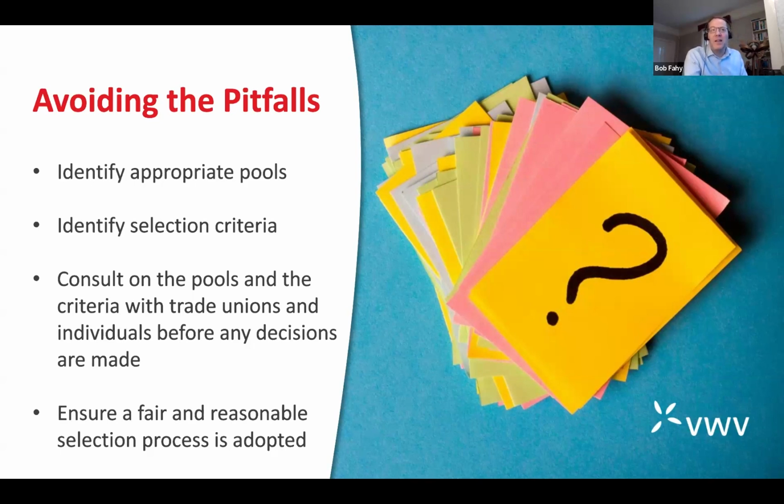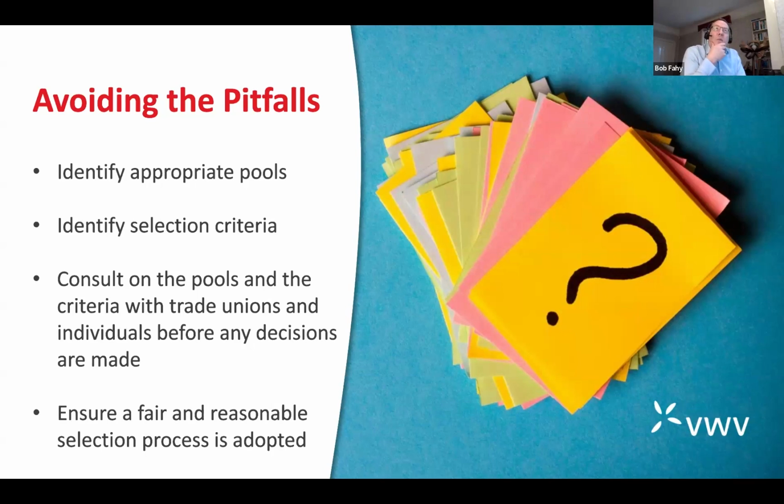all be familiar with the Williams and Compare Maxim judgment that sets out the process and the key points to be applied, but you will need to consult on the pools and the criteria with trade unions, and then consult on the criteria with the individuals before any decisions are made, and ensure that a fair and reasonable selection process is adopted.